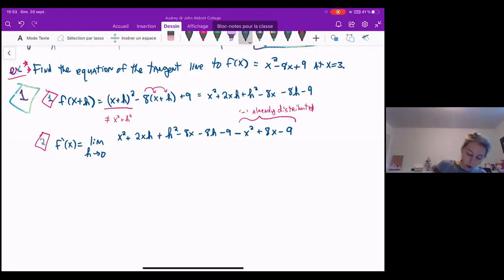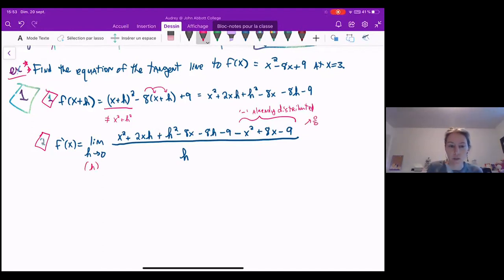And then we divide that whole thing by h. So don't forget, this is a limit. Don't forget your limit as h approaches 0. Now, my goal, I know this is going to give 0 over 0. My goal is to try to cancel out h. H is not a factor of the top yet. I have to cancel out lots of things. So I can see that x squared minus x squared is equal to 0. And then I have minus 8x plus 8x, that's also 0.